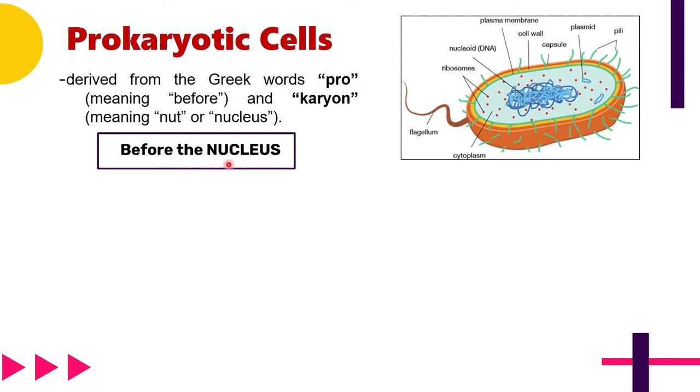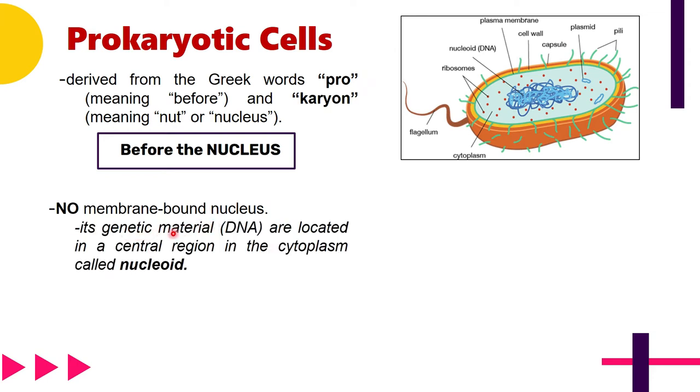The major characteristic of a prokaryotic cell is that it lacks a membrane-bound nucleus. Okay? Since they have no nucleus, it doesn't mean that prokaryotic cells have no genetic material or DNA. They still have genetic material or DNA, even without a nucleus. So where do we find the genetic material or DNA of prokaryotic cells?